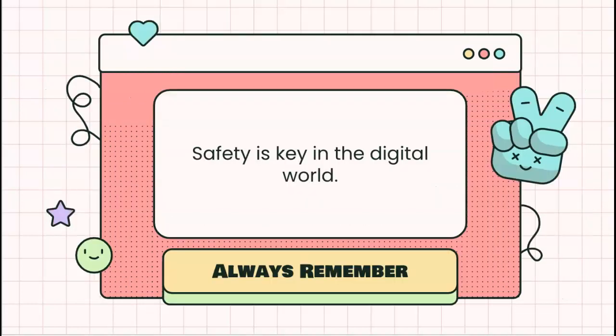safety is key in the digital world, which is why it is important to review your school's acceptable use policy, know it, learn it, and remember why it's important.